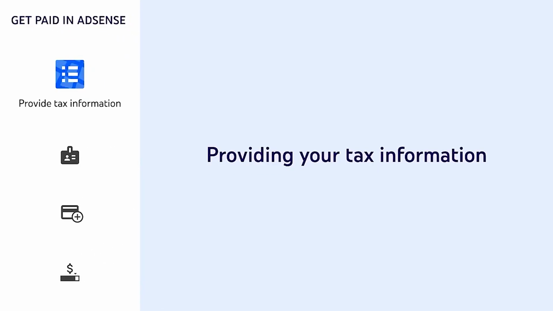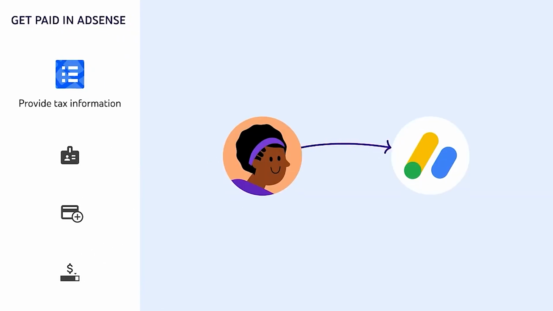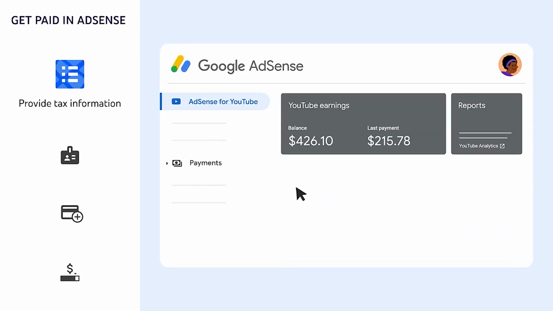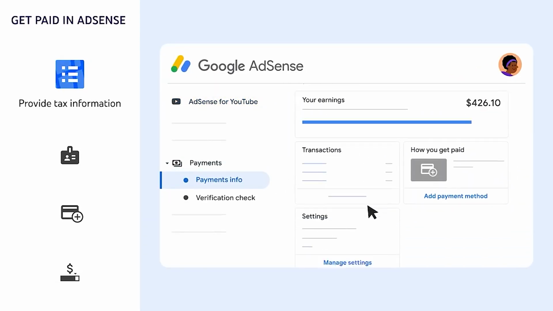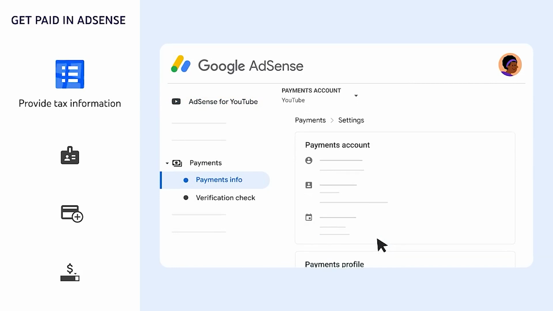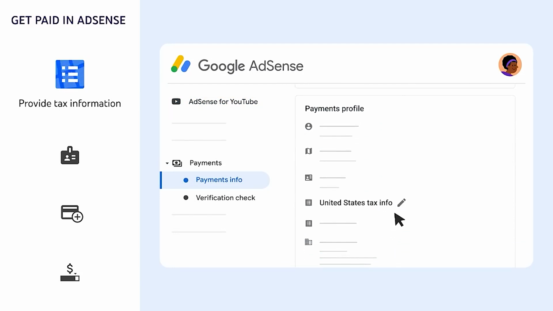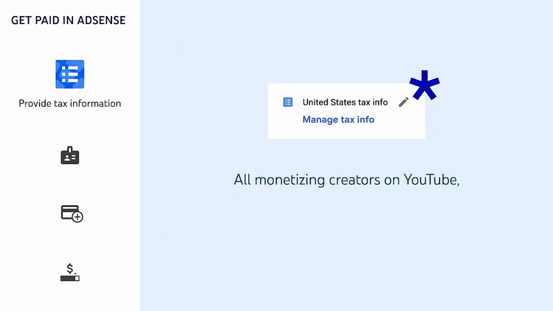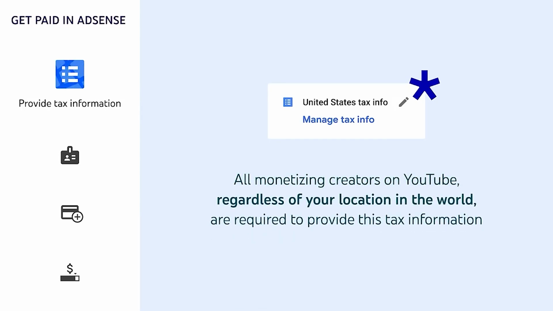First, providing your tax information. Sign into AdSense using the Google account you initially signed up with. Go to Payments, then Manage Settings. Scroll to Payments Profile, then click Edit next to United States Tax Info, and then Manage Tax Info. Note all monetizing creators on YouTube, regardless of your location in the world, are required to provide this tax information. From here, you'll be asked a series of questions to complete the appropriate tax form. If you're ever unsure about which forms you need to fill out, you should consult a tax advisor.